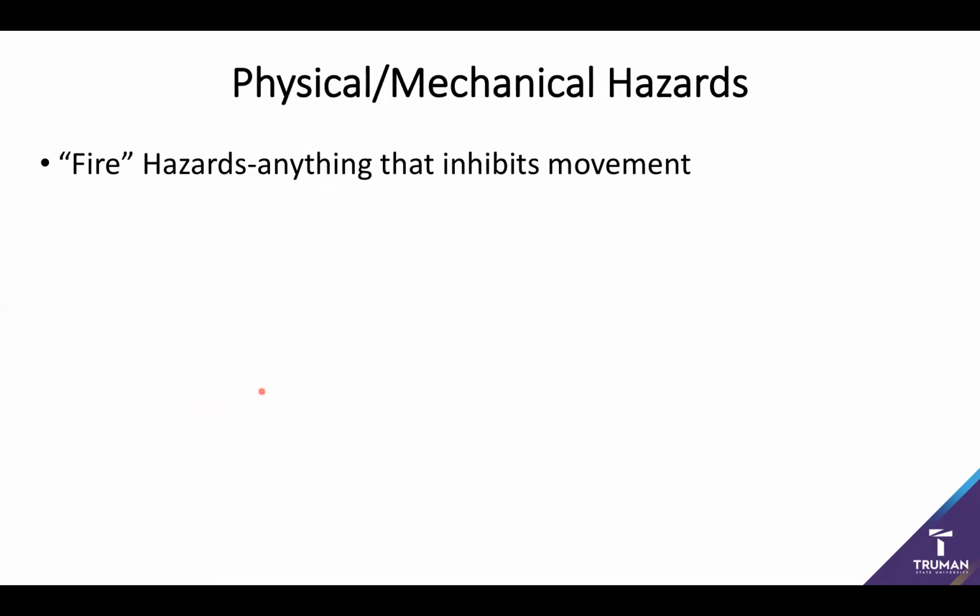So let's go ahead and talk about the classic physical and mechanical hazards. The first one isn't exactly a direct hazard, but it's the classic fire hazard, which is pretty much anything that inhibits movement. So you're often going to hear a lot of your instructors and hopefully your fellow lab mates talk to you about things that essentially block hallways or inhibit the ability of you to move smoothly around a lab.